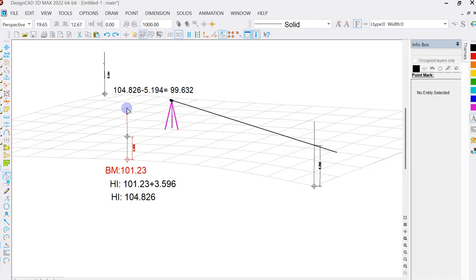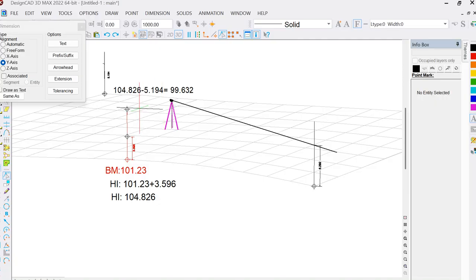Conceivably, it's not always add and subtract, but let's say your benchmark's up there, and then you ended up measuring down. Oh, that got screwy.